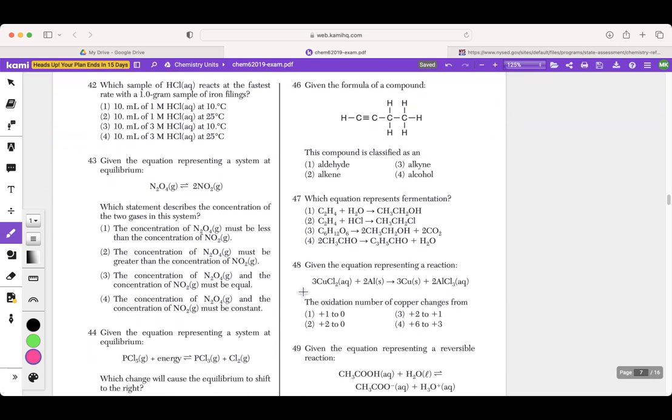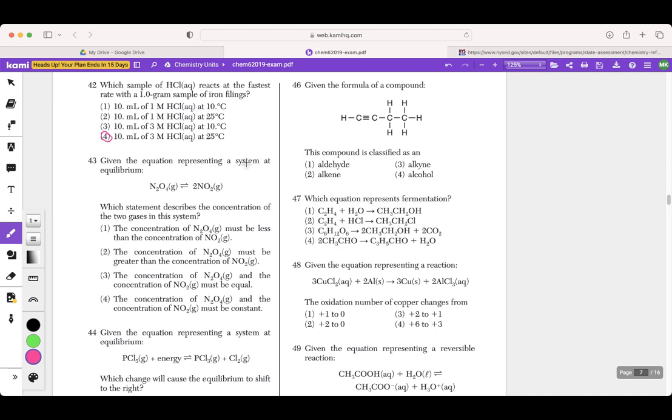Question 42. Which sample of hydrochloric acid reacts at the fastest rate with a 1 gram sample of iron filings? If you increase anything, you're increasing the rate of reaction. So we want to look for a high concentration, high temperature. In this case, the highest would be choice 4. I have a higher concentration and a higher temperature. No matter what, if I increase something, the rate of reaction is going to be higher. So always choose whatever has the highest levels, highest concentration, highest pressure, highest temperature, etc.